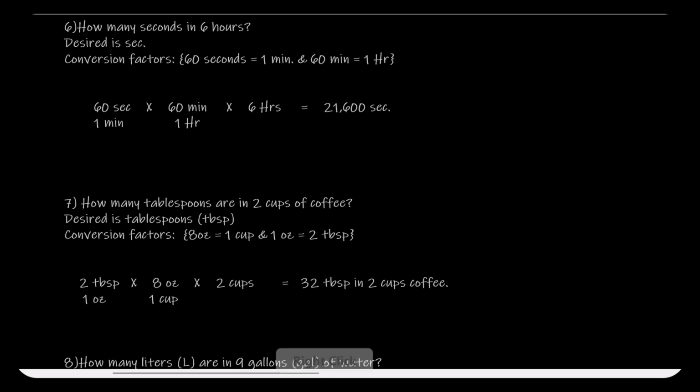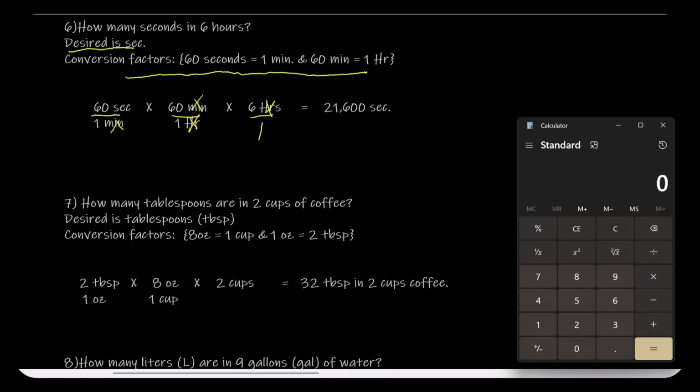Problem number 6. How many seconds in 6 hours? Desired units are seconds. This is a two-step conversion factor problem. I've set up the problem beginning with 60 seconds over 1 minute times 60 minutes over 1 hour times 6 hours over the placeholder 1. Cross-cancel minutes. Cross-cancel our hours, and we're left with seconds in the numerator position. Next, we multiply across. 60 times 60 times 6. That gives us 21,600 seconds for our answer.